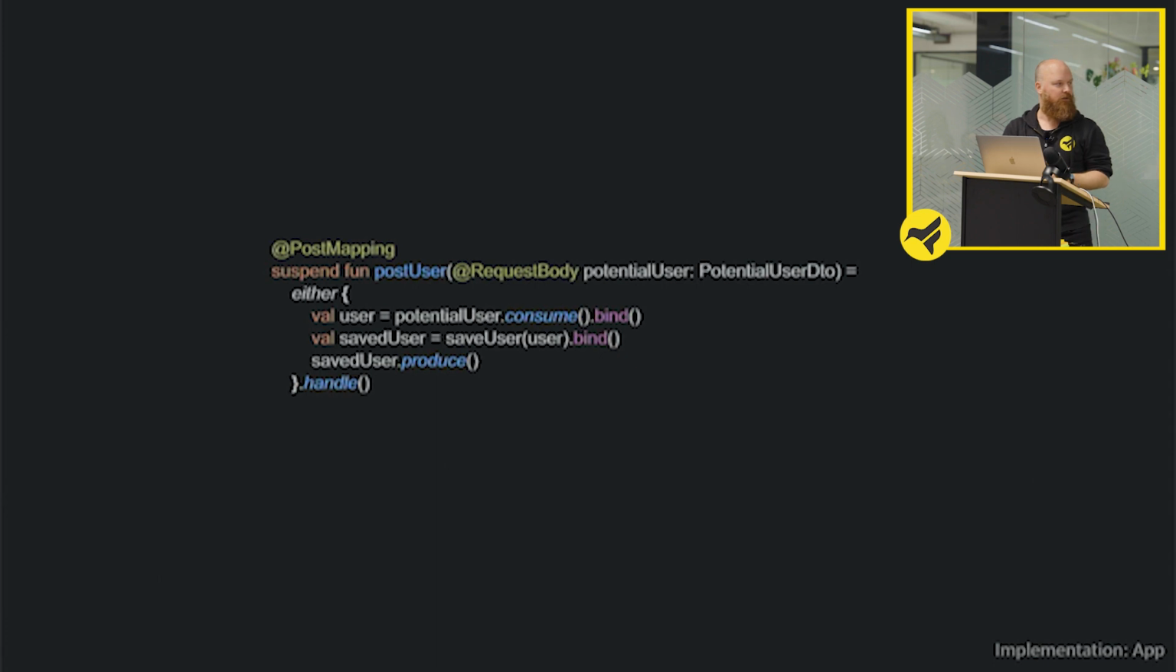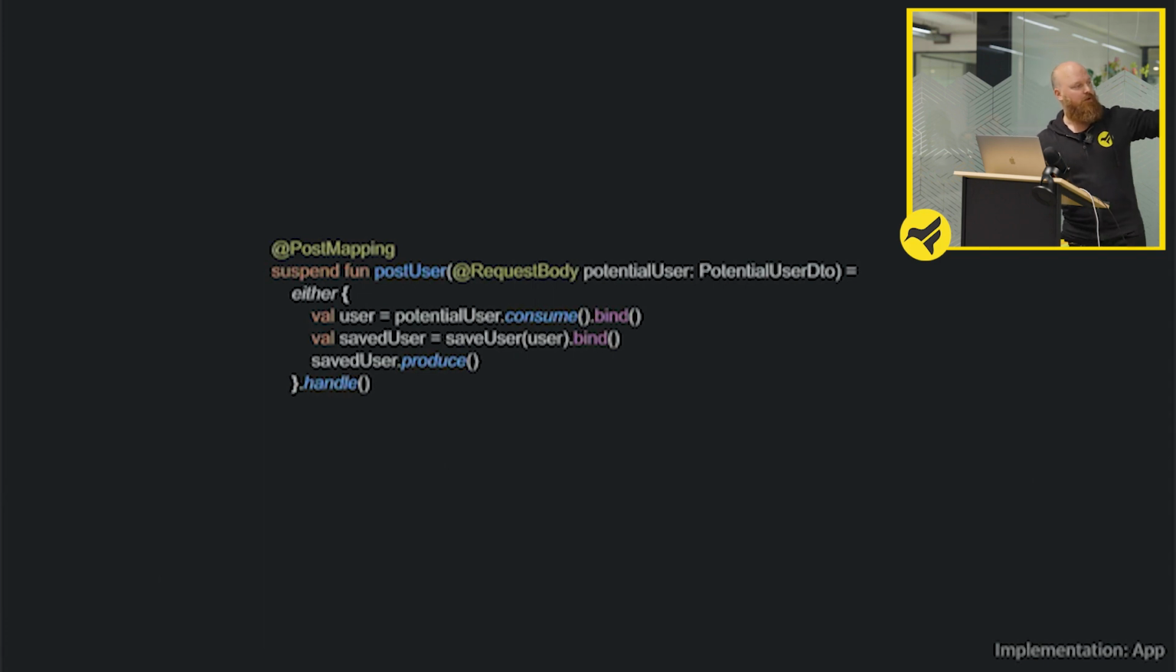So for your functional programming buddies, this is the monad comprehension or the either comprehension or the for comprehension for these constructs. So you're binding the right-hand side of this either that comes from this consume function into user. And then you can use that validated user to put it in save user, which comes from our domain. That returns an either, and then you can bind it to the same scope.